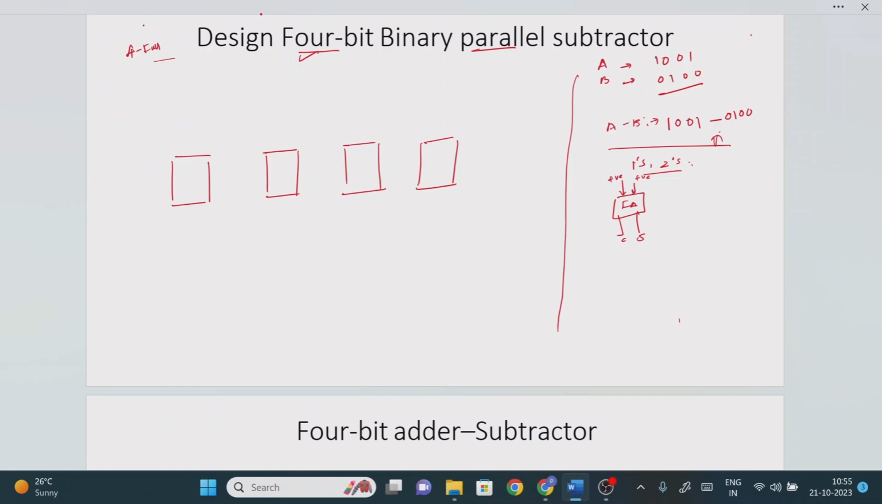Now my requirement is that I don't have a circuit for performing the subtraction operation. Even so, I need to perform the subtraction operation like 1001 minus 0100 by using only the adder circuit. Now what is the problem with the full adder? It will accept only positive numbers. 1001 is already a positive number. Then what about 0100? This number is the negative number. This positive number will be accepted, but this number will not be accepted by the second input terminal of the full adder.